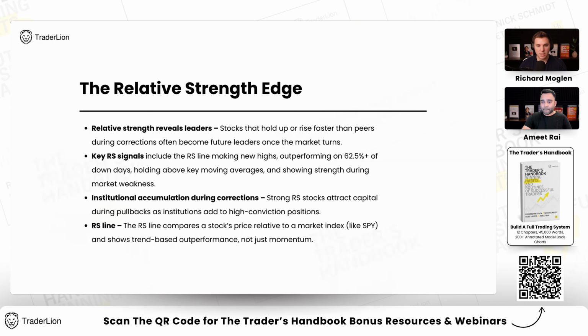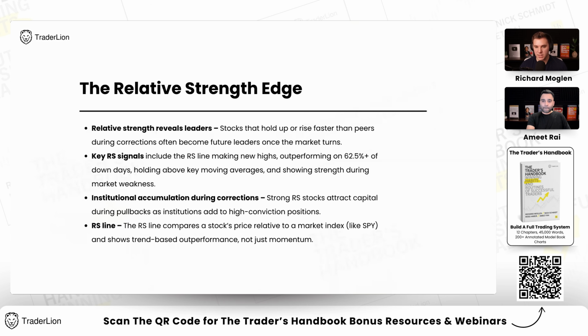Key relative strength signals include the RS line making new highs, outperforming on down days. This is a study that Rye did looking back on relative strength days. So on 62.5% of down days, if a stock outperforms, it could be a leader after the market turns. Holding above moving averages when the market is below them and otherwise showing strength during market weakness are all ways that you can identify the relative strength edge. And we've got a lot of examples to show, different ways to define relative strength. And why does this happen?